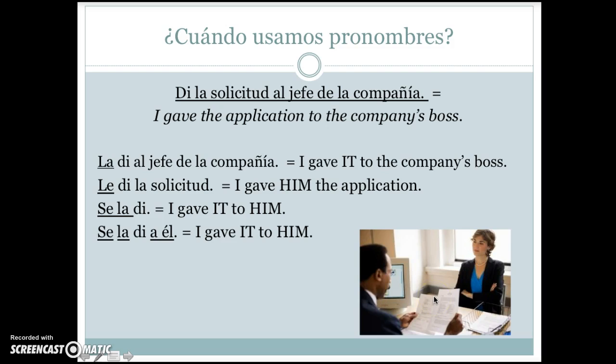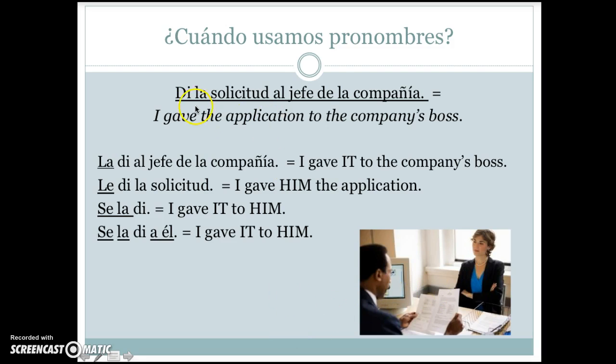So when do we use pronouns? Well, we use them to avoid repetition, just like we do in English. If we're having a conversation and I say, oh, I gave the application to the company's boss. Who did you give the application to? The company's boss. What does the company's boss look like? The company's boss looks like, we use he, it, we use these pronouns to avoid repetition. We do the same thing in Spanish.